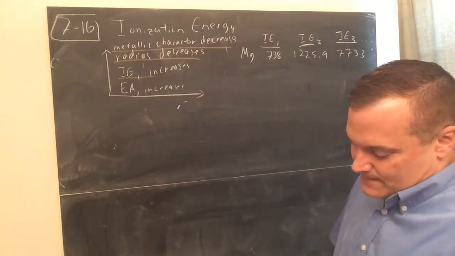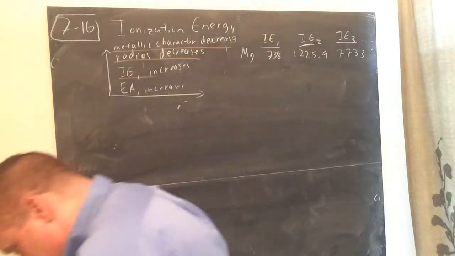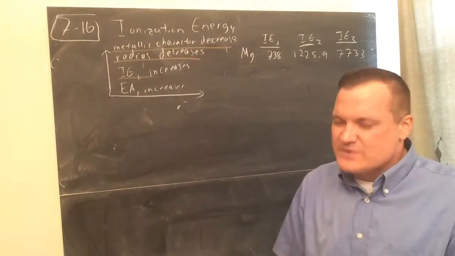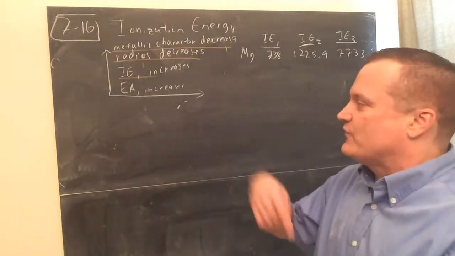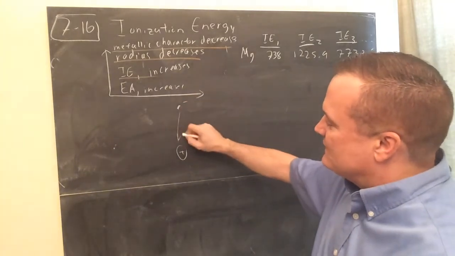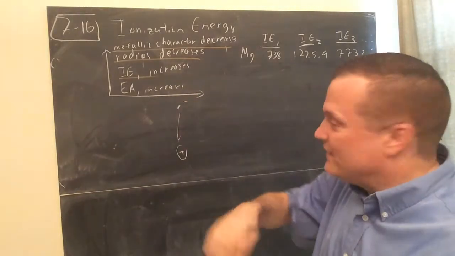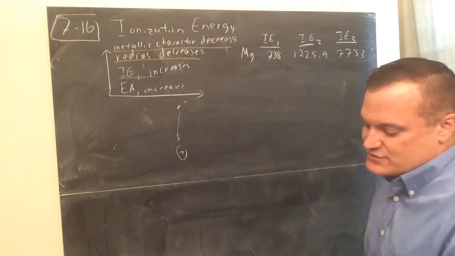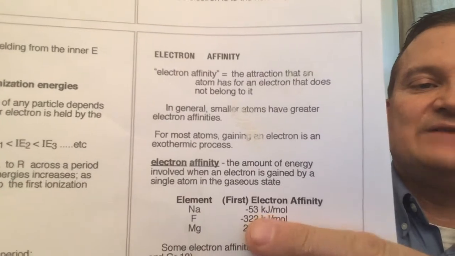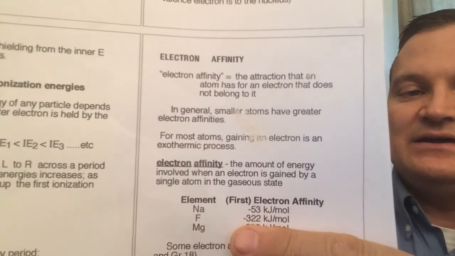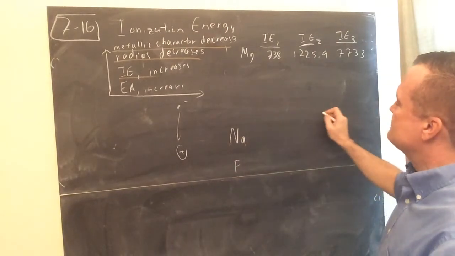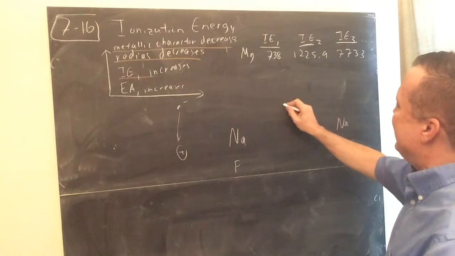Like, for example, most atoms have negative electron affinities. It's exothermic. When an electron falls to join the nucleus, it comes down like a ball falling to the ground. It's exothermic. So most electron affinity values are negative, as you see here. Like sodium, negative 53, and then fluorine, negative 322. And it makes sense. Sodium or fluorine, which one is more likely to gain an electron?